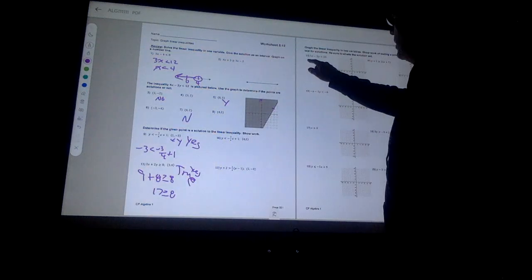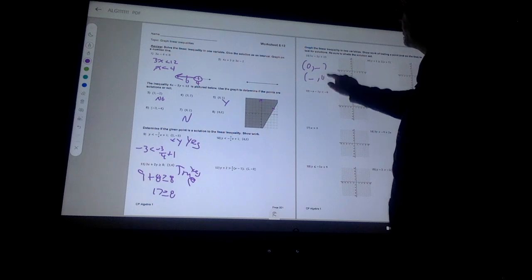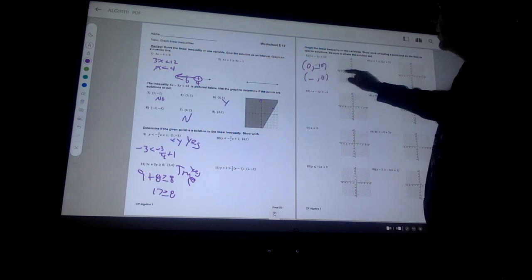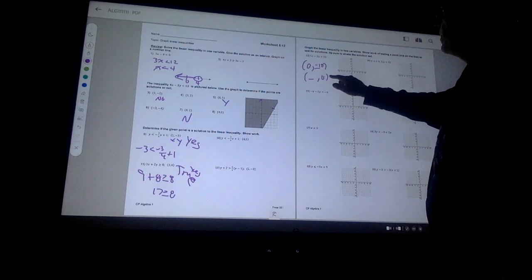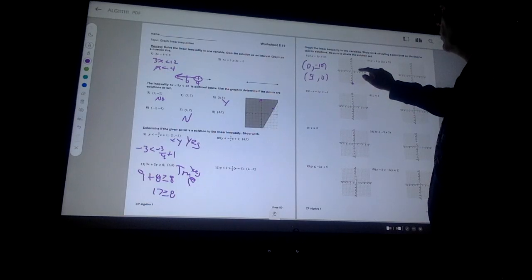Then come over to number 13, cover method, 0, blank, blank, 0. So cover up the x, that's going to give me -10 right there. So 0, -10's down here. Cover up the y, so that's going to give me 4. So I get 4, 0 right there.